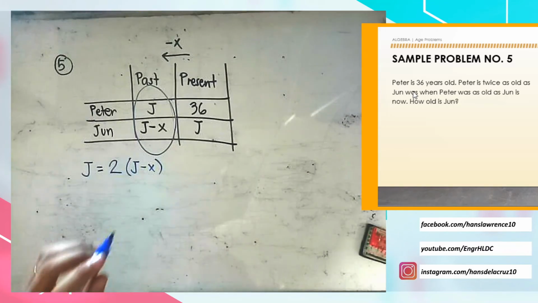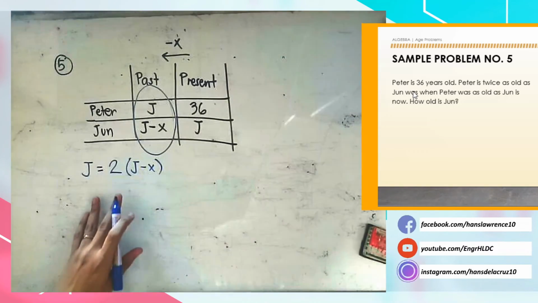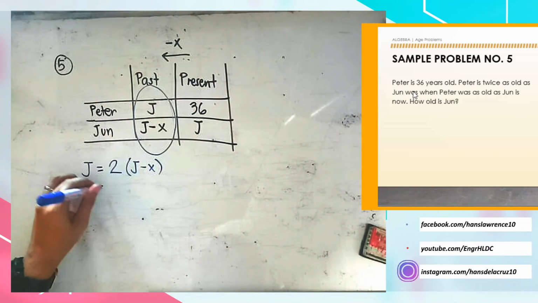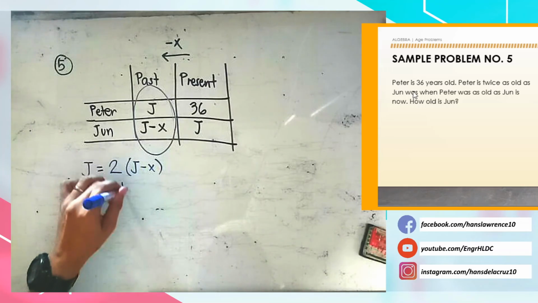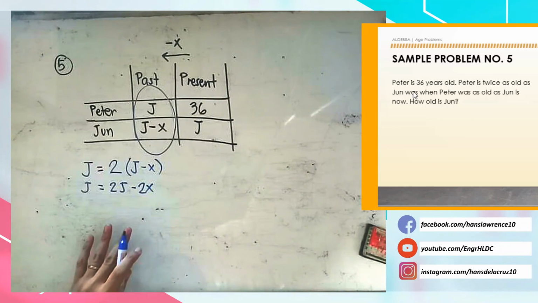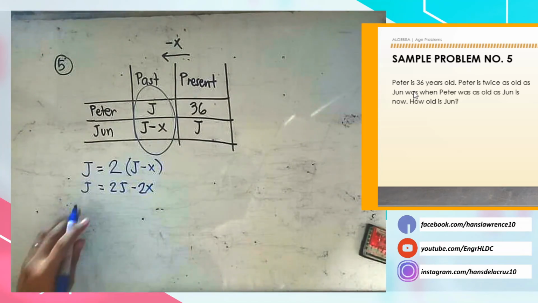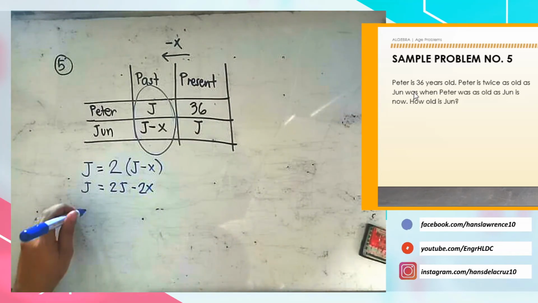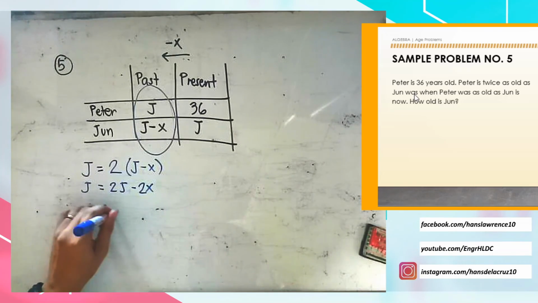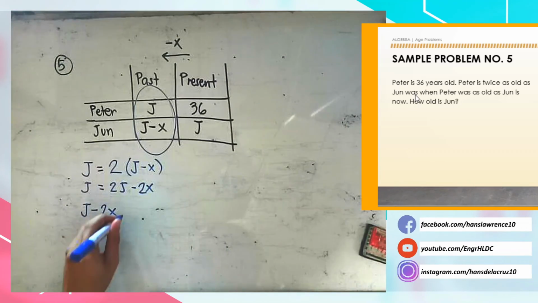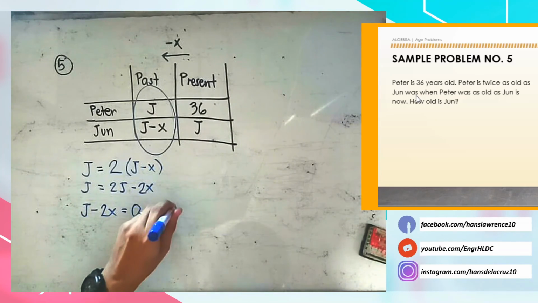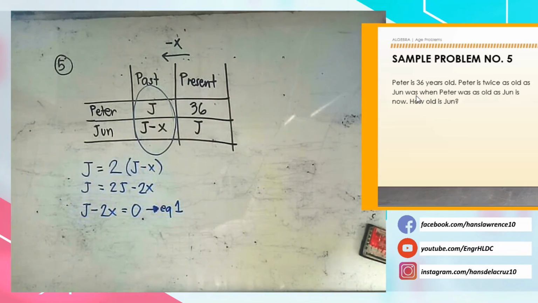So, ibig sabihin, class, naka-generate na ako ng one equation na involving two unknowns. So, simplify ko lang to. So, that is J equals 2J minus 2X. So, transpose ko lang into one side lahat ng variable. So, magiging ano to, class? In simplified form, that is J minus 2X. So, J minus 2X is equal to 0. So, ito na ngayon yung ating equation 1.